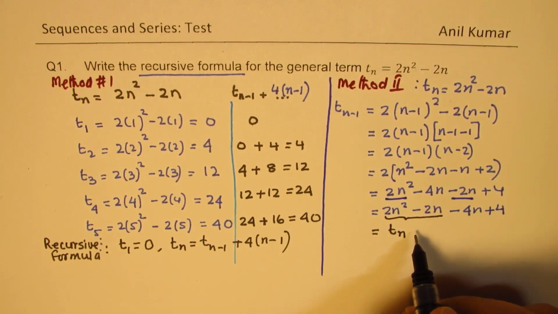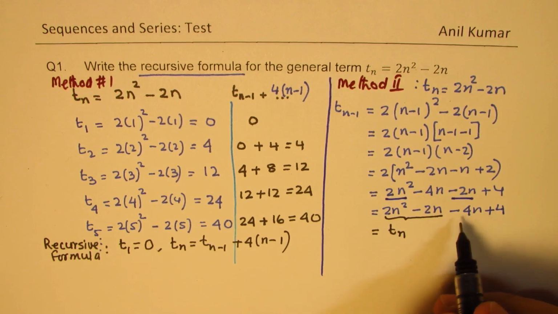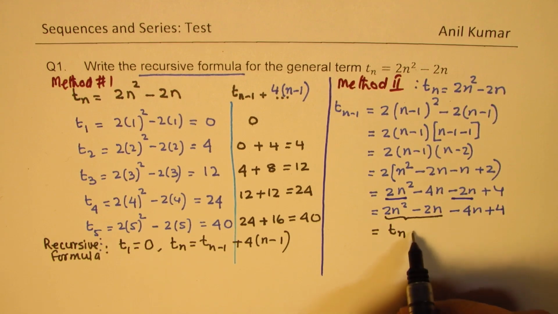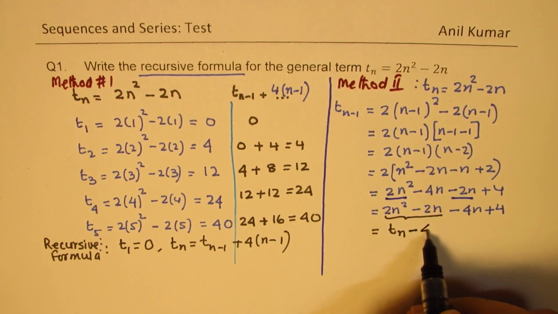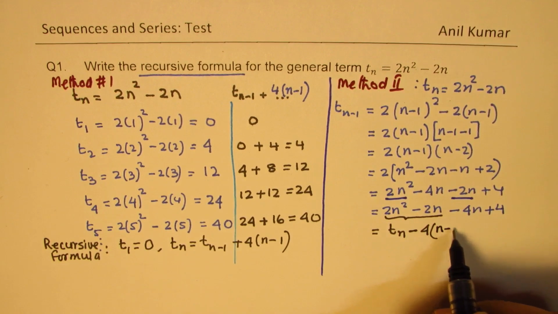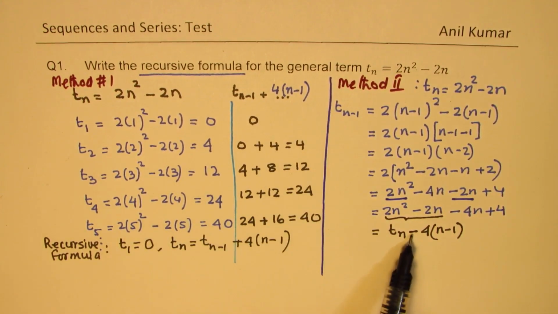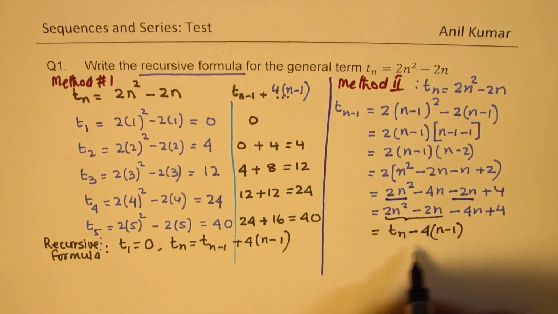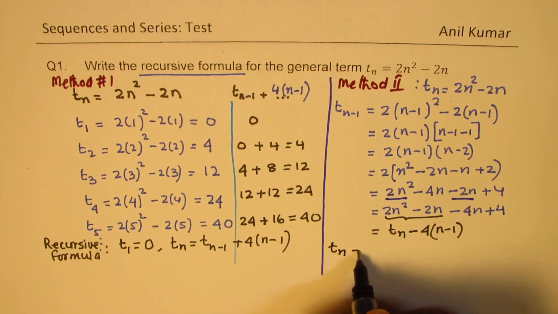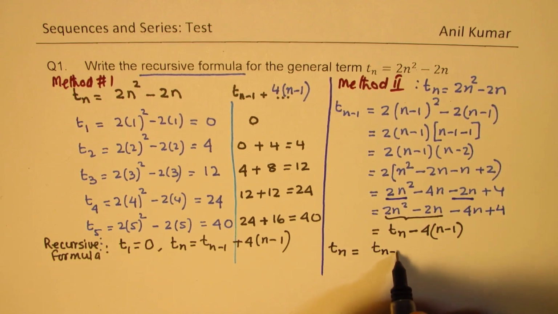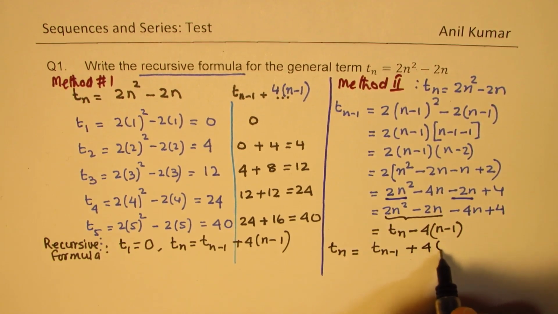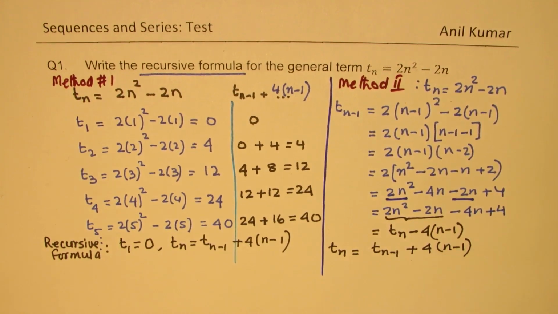So we could now write this as tn, and here we can take minus 4 common, right? So we get n minus 1 here, correct? So tn minus 1 is tn minus 4 times n minus 1. So let's rearrange this formula. When you rearrange, you get tn equals tn minus 1 plus 4 times n minus 1. Is that clear to you?